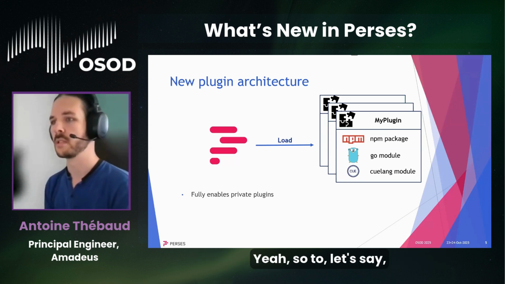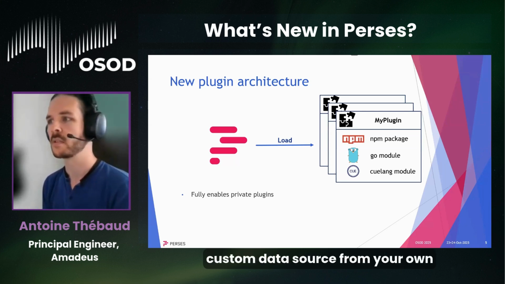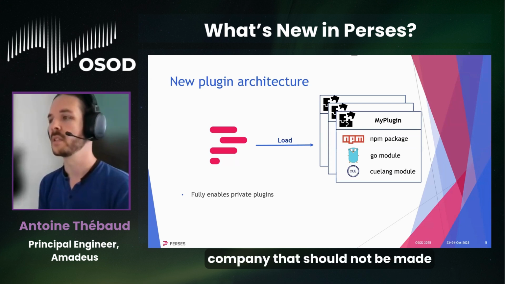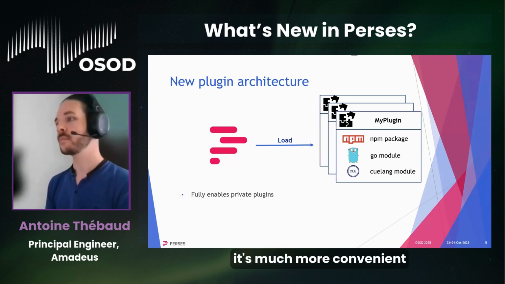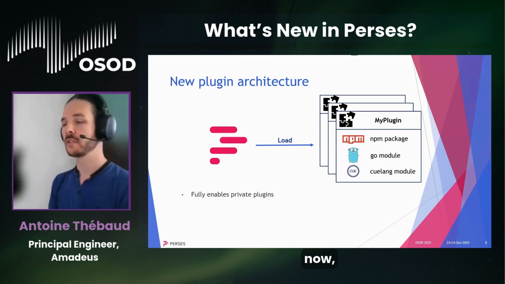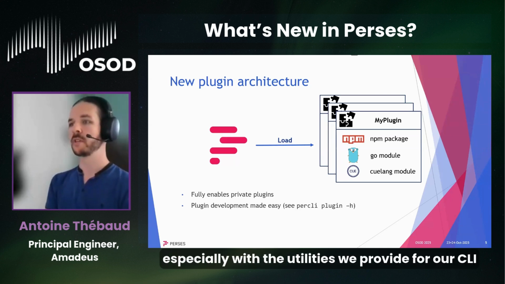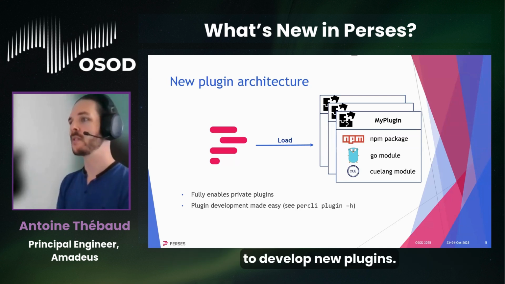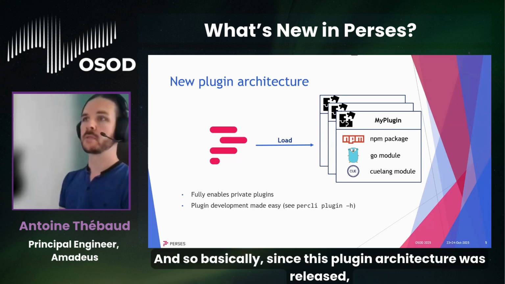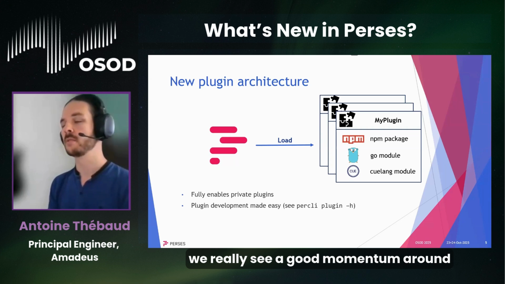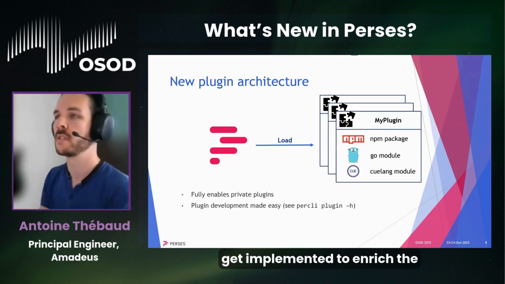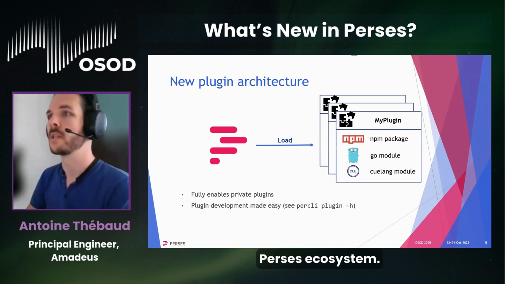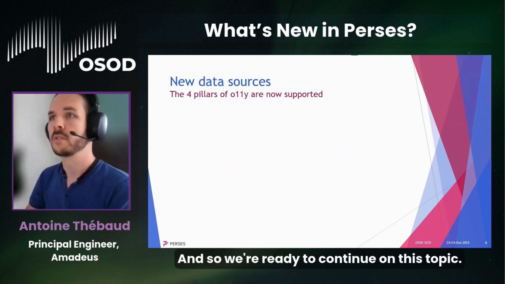That means you can work with a custom data source from your own company that should not be made public. On the public side, it's also much more convenient now, especially with the utilities we provide through our CLI to develop new plugins. Since this plugin architecture was released, we really see good momentum in the number of new plugins being implemented to enrich the Perses ecosystem, and we're ready to continue on this topic.